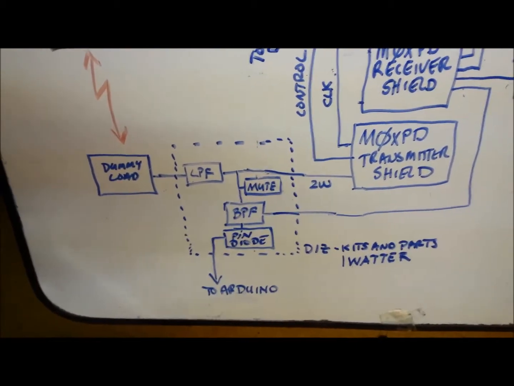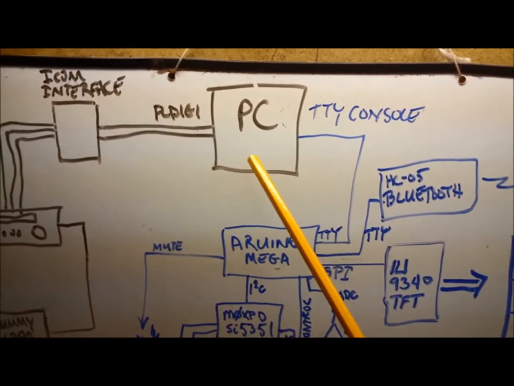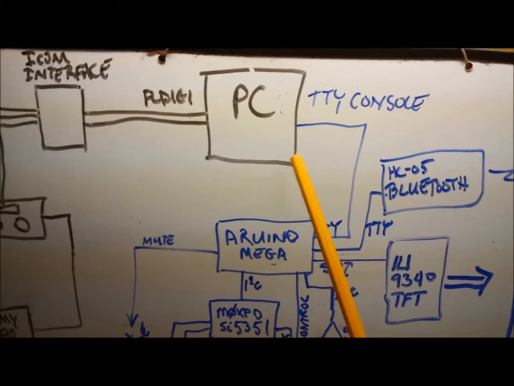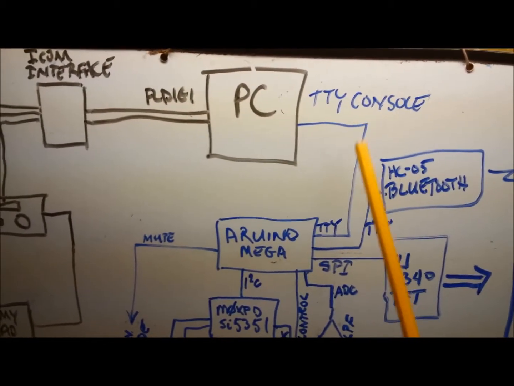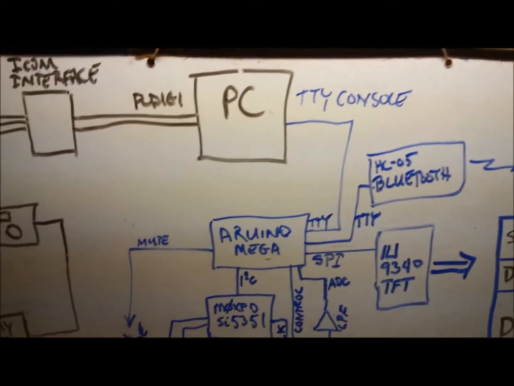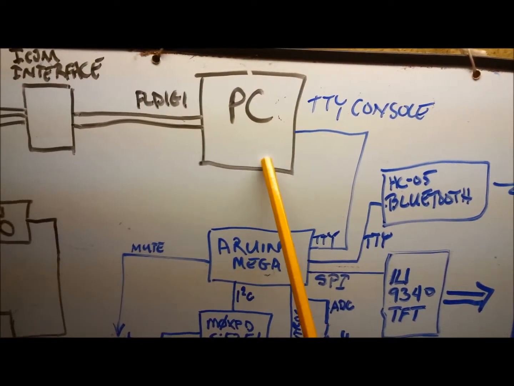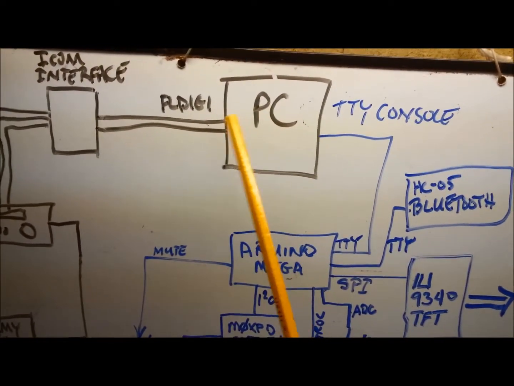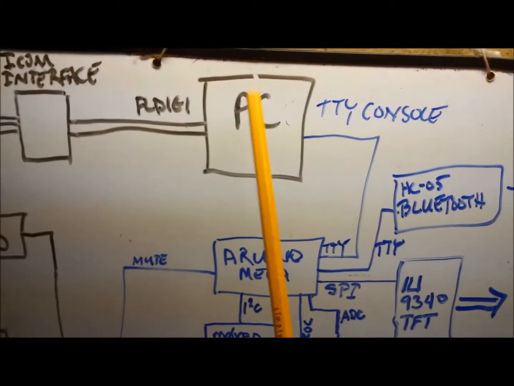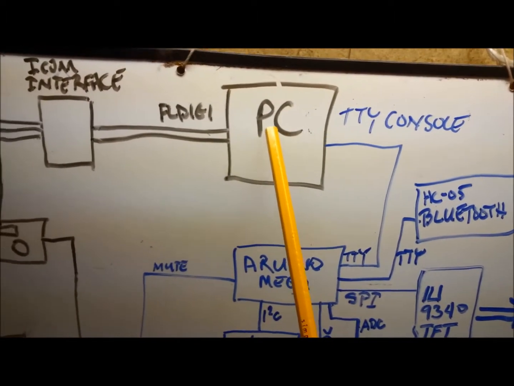a dummy load. For testing purposes I've been using a PC which has been connected serially to the Arduino Omega, and basically I send serial commands to the Arduino and I receive information back from the Arduino. So on the PC I'm running a simple terminal emulation program. As well, I'm running FLDigi there to generate PSK and RTTY, as well as receive and decode PSK and RTTY.